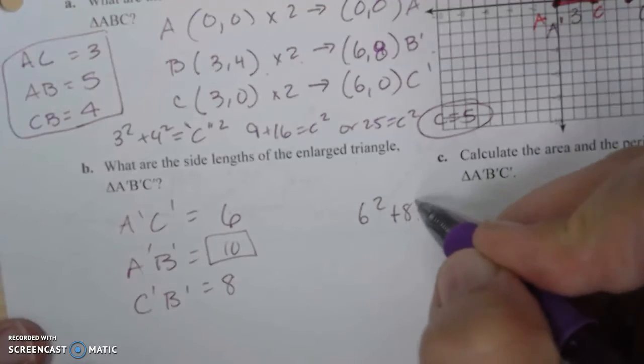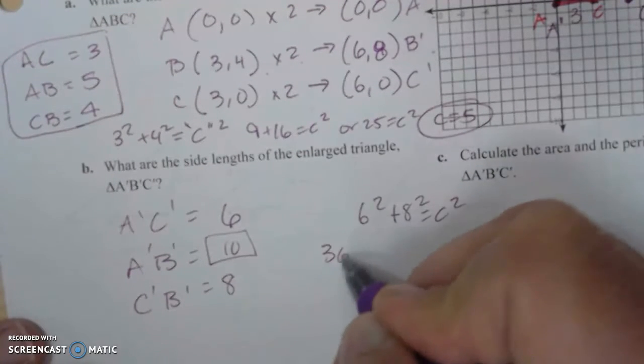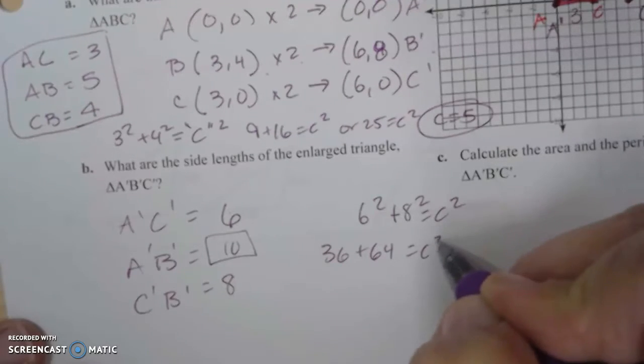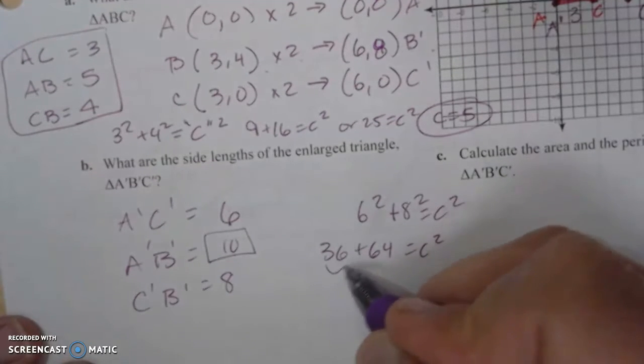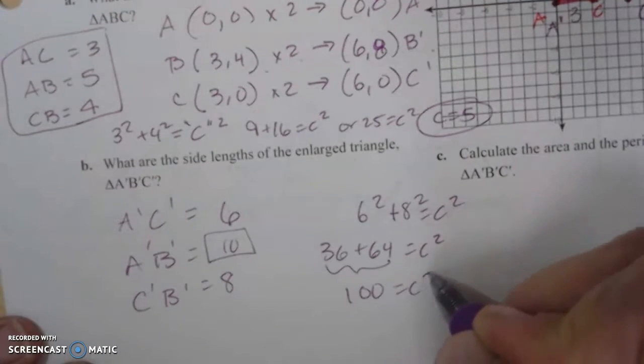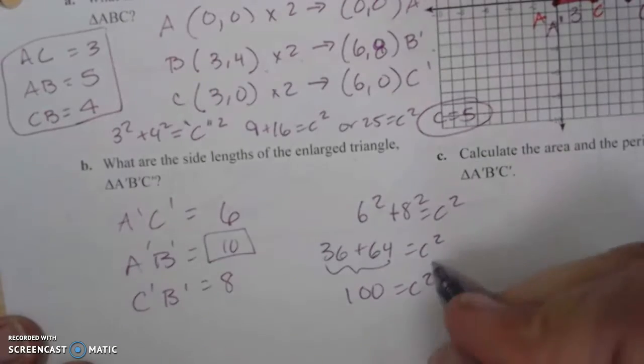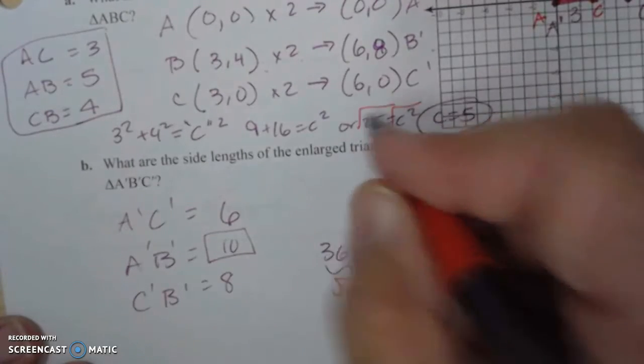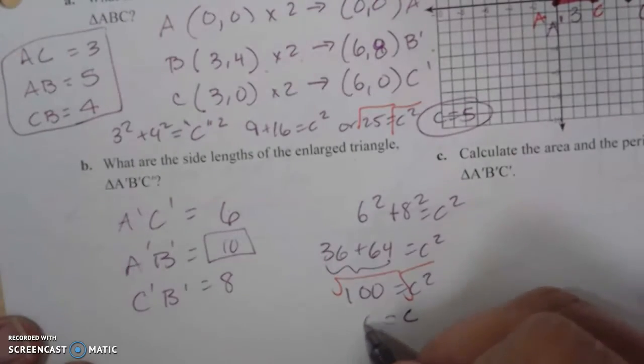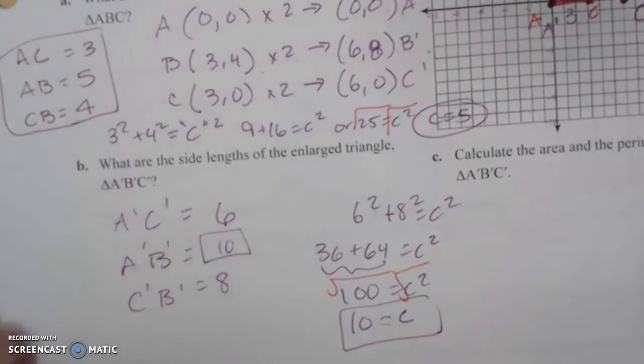6 squared plus 8 squared equals c squared. 36 plus 64 equals c squared. Add these two together, this makes 100 equals c squared. When you take the square root of both sides, which is what I did up here, you're going to get c equals 10. And that's what we said it was.